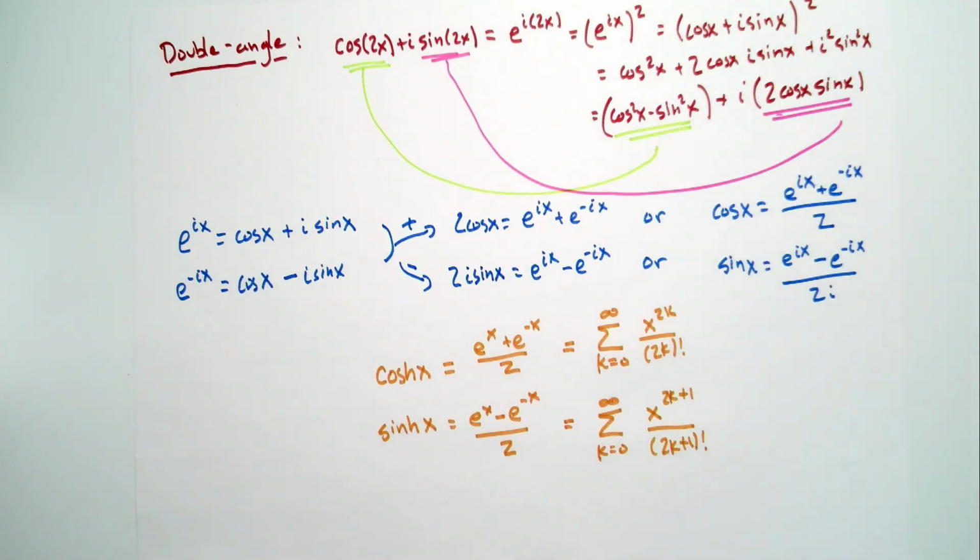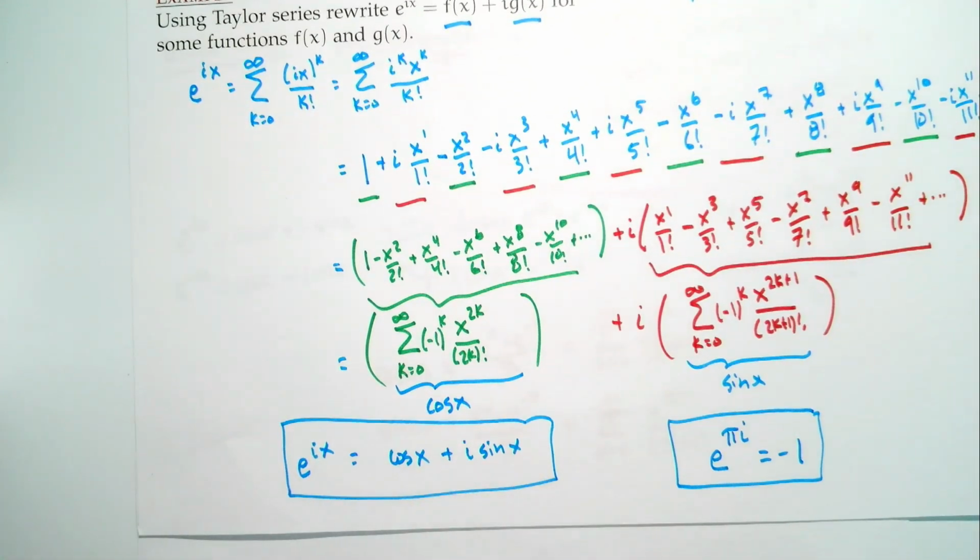And so there's a lot of really cool facts that you can start exploring. Once you have this one basic identity, the fact that e to the ix is equal to cosine x plus i sine x, then there's just a lot of fun things you can play with.